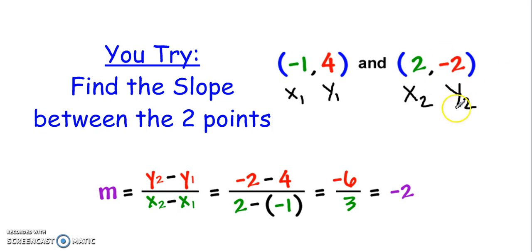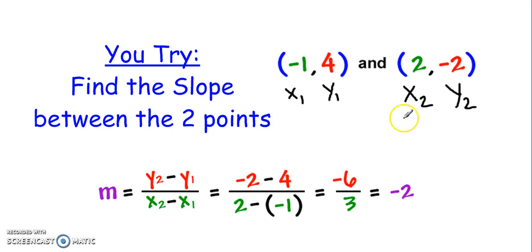Looking back up here, I have that y2 is -2, y1 is 4. So -2 minus 4 gives me -6. I have that x sub 2 is 2, and x sub 1 is -1. 2 minus -1 becomes 2 plus 1, which is 3. -6 divided by 3 is -2. So my slope in this case would be -2.